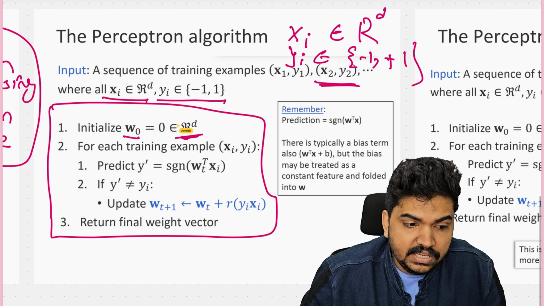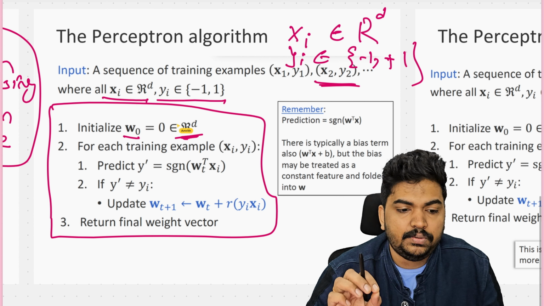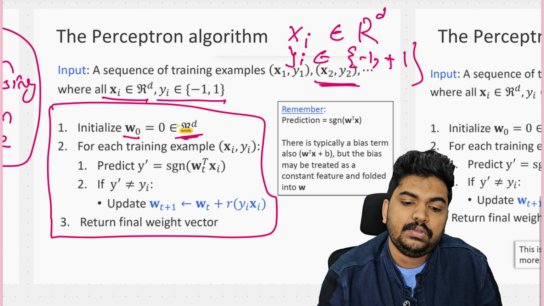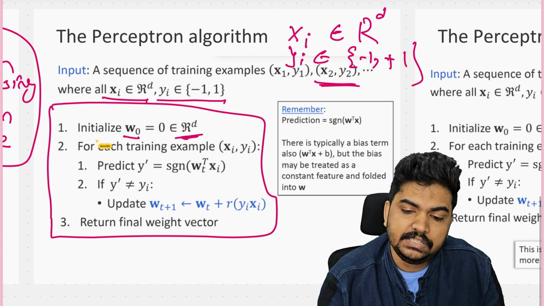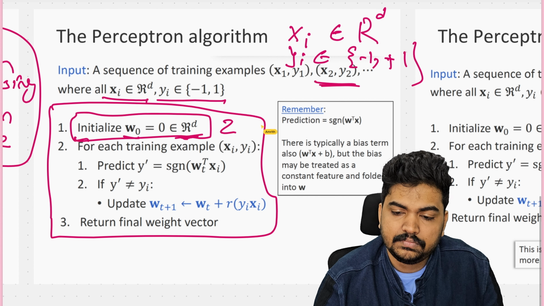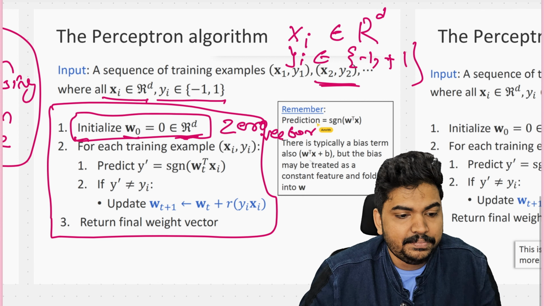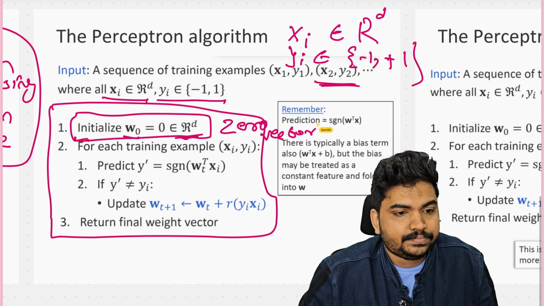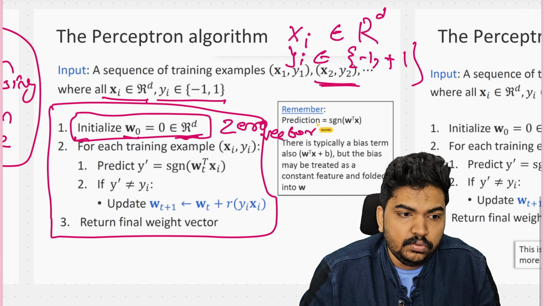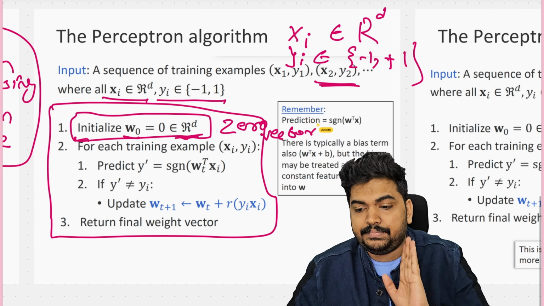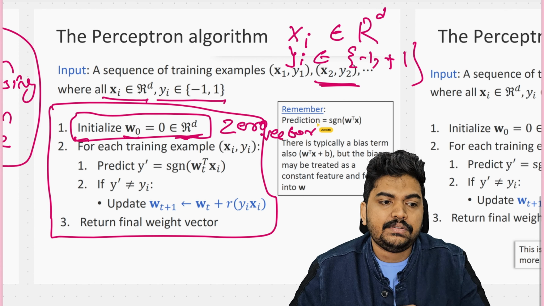And it is initialized as a 0 vector. So basically all the d dimensions have a 0 value. The weight vector is initialized as a 0 vector of d dimensions, and that's the first step. That's pretty trivial, right? Now second, we start the loop where the examples come one at a time. It's an online learning algorithm, right?